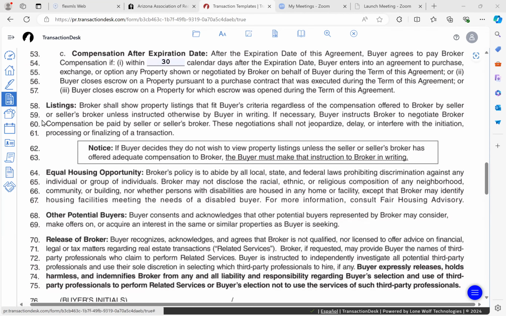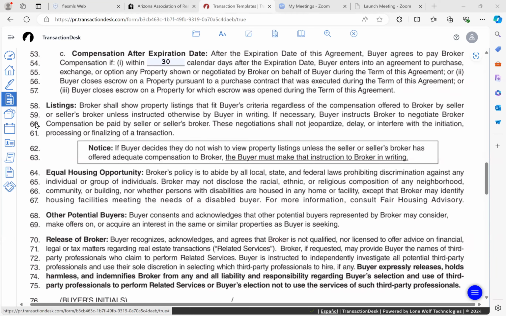Listings. Broker shall show property listings that fit the buyer's criteria regardless of the compensation offered by broker, by seller, or seller's broker unless instructed otherwise by buyer in writing. If necessary, buyer instructs broker to negotiate broker compensation to be paid by seller or seller's broker, which I don't know why we wouldn't do that for our clients regardless, but of course it's a contract, you've got to put it in there.